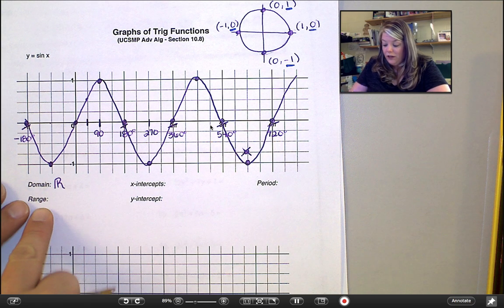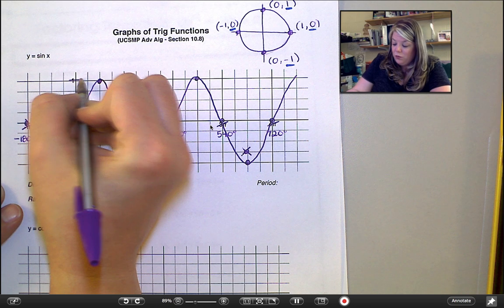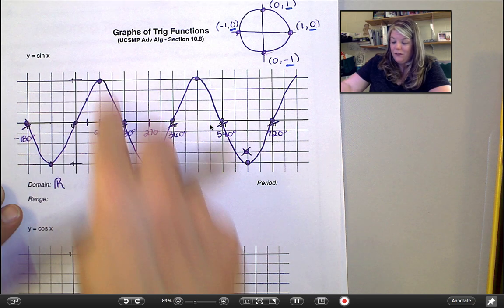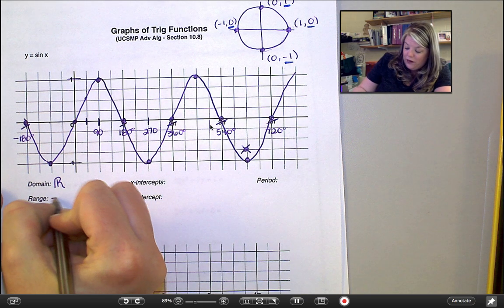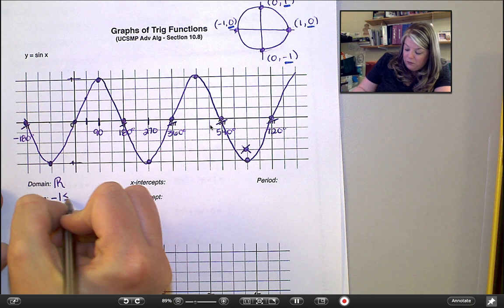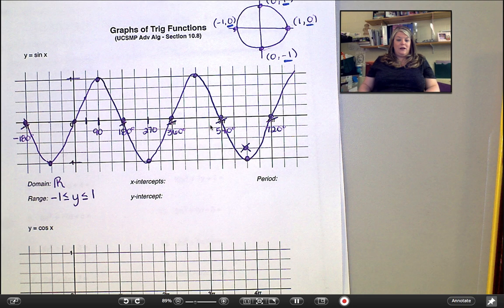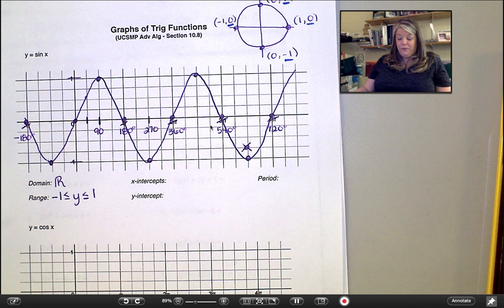For my range, my y values, the highest they're ever going to be is 1, and the lowest they're ever going to be is -1. Do you see how it cycles back and forth between 1 and -1? So we want to say our range is between -1 and +1. That's how we would write that. That our y values go up and down between -1 and +1.